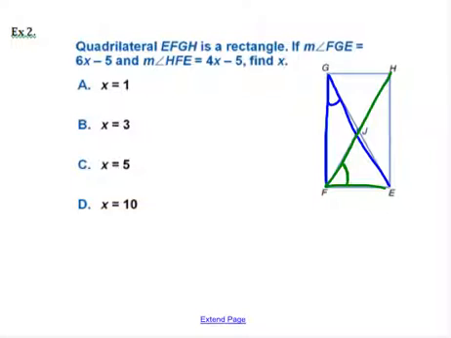Alright, so it says diagonals bisect each other. That doesn't quite help me here, because we're talking about angles. All angles are right angles. Okay, so that means this whole thing is a right angle. That doesn't quite help me.